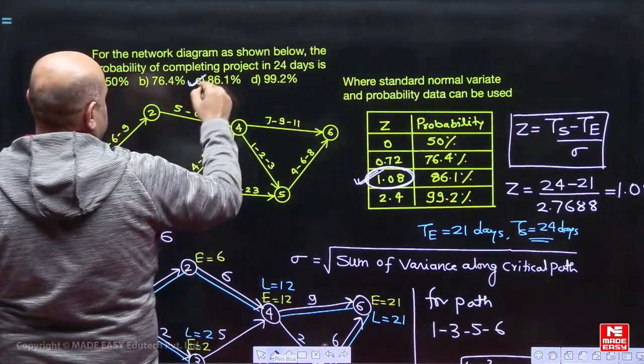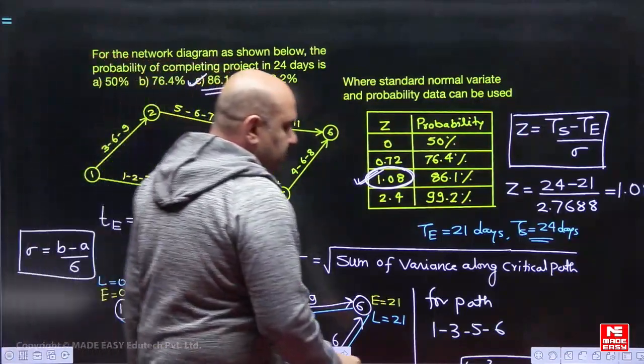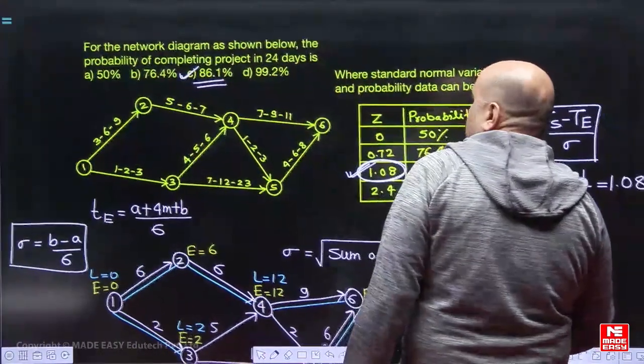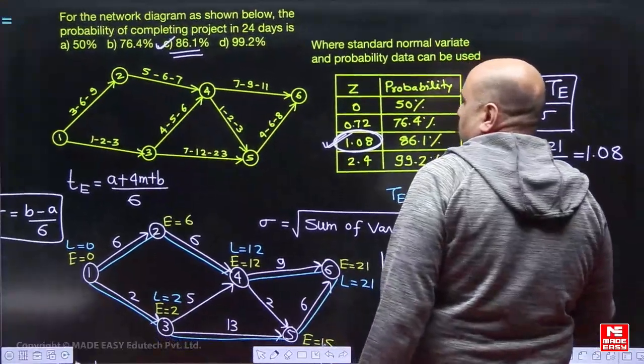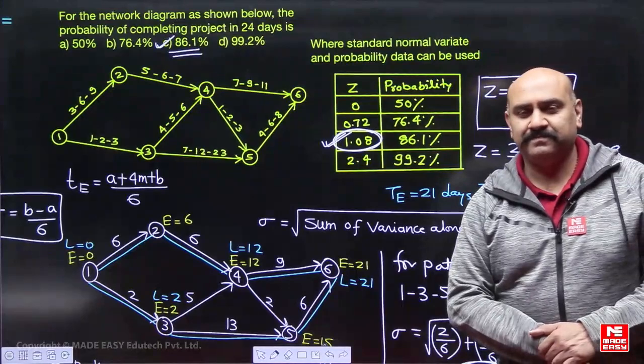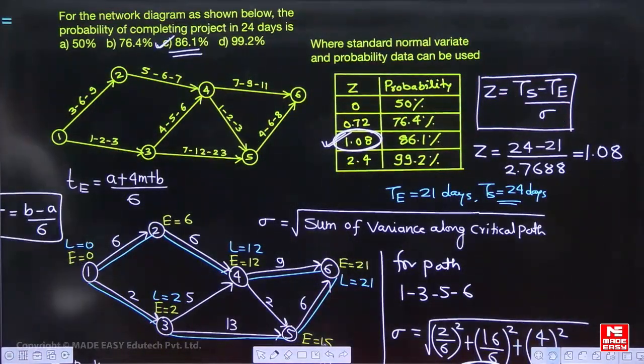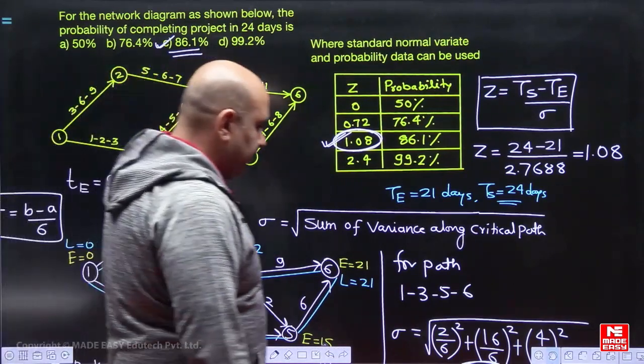We should go with option C, 86.1%. So 86.1%, that will be the probability that our project will complete by 24 days. So that will be your answer here for this question. Hopefully everyone got it. Do remember, if there is more than one critical path, for all the paths you have to find out sigma, and the maximum value should be selected to find out probability.